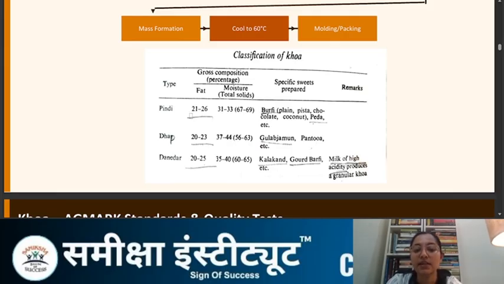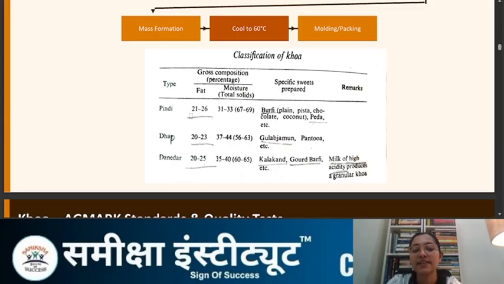Second is the dhap, which has 20 to 23% fat, and gulab jamun and pantua are produced from dhap. The third one is the danedar, which has 20 to 25%. Please remember the fat percentages of these three. Then kalakand and gurd barfi are produced from the danedar.